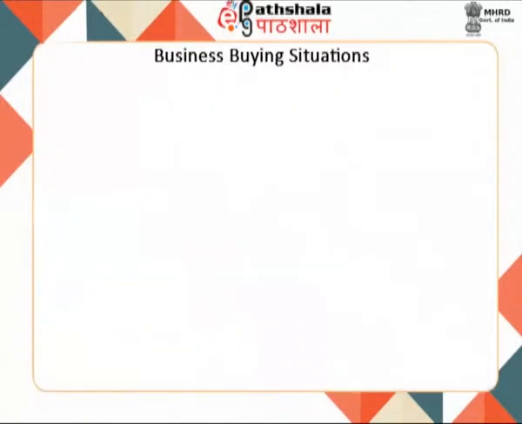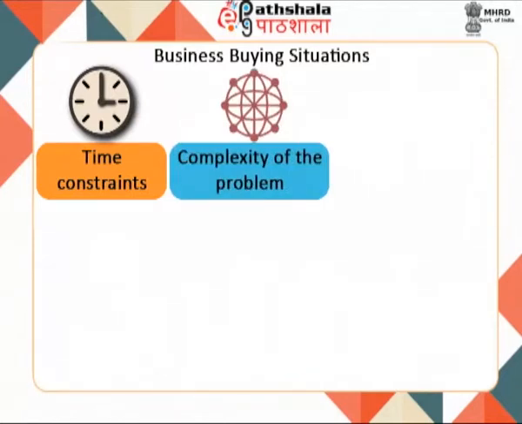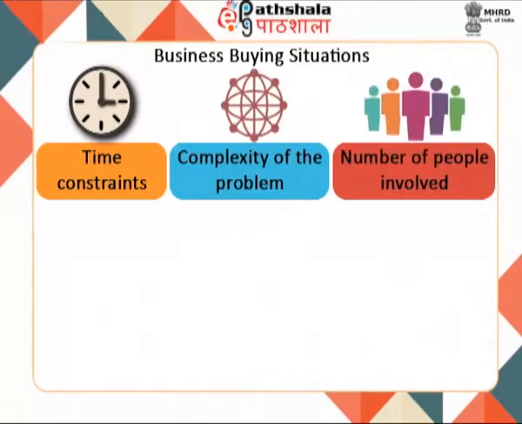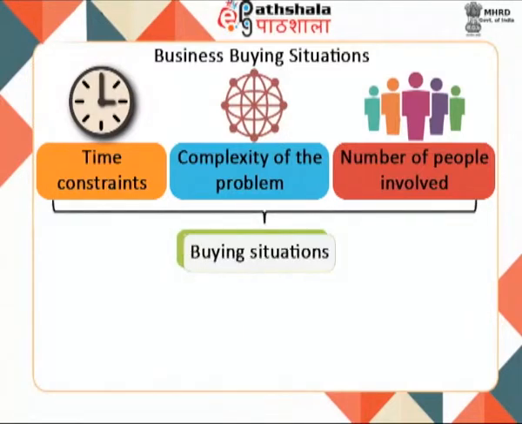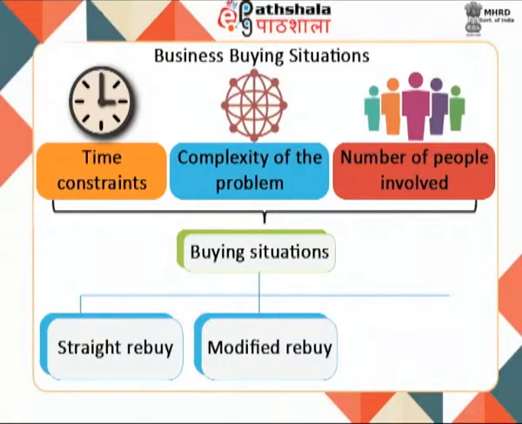The business buying situations are varied depending upon the time constraints, the complexity of the problem at hand, the number of the people or influences involved, and the newness of the buying situation. Based upon these considerations, the buying situations and types are broadly classified as straight rebuy, modified rebuy, and new task.